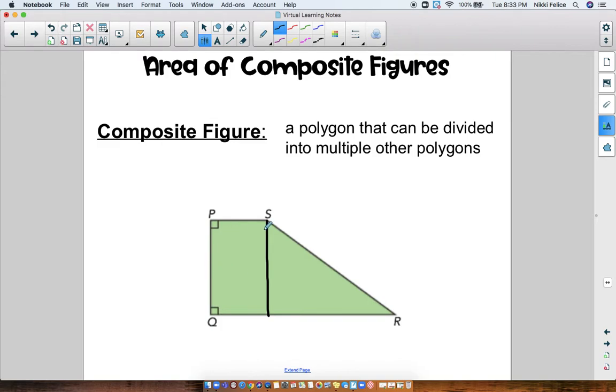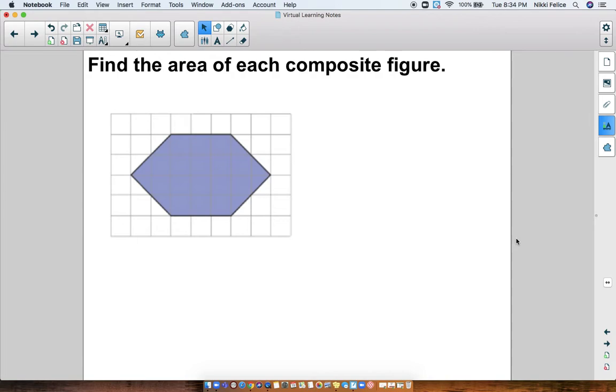Or I could divide it even more. I could cut this right here straight on this diagonal. Sorry, my line's not very straight. Pretend it's really straight. And now there's no trapezoid anymore. Now I just have one triangle, two triangles, three triangles, and I can find all three areas and add them together. So that's what a composite figure is. So we are going to practice finding the area of composite figures.